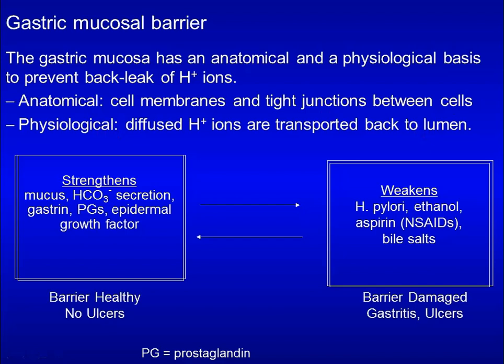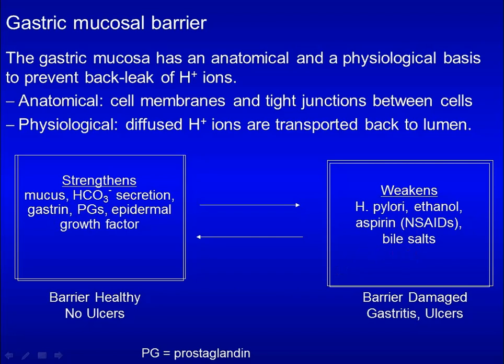Mucus, bicarbonate secretion, gastrin, among others, strengthen the mucosal barrier. H. pylori, aspirin, ethanol, among others, can weaken the mucosal barrier and cause peptic ulcer.